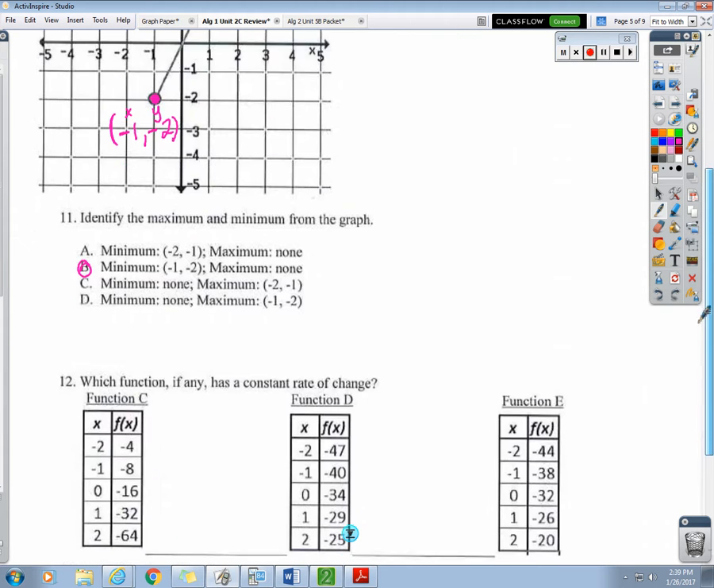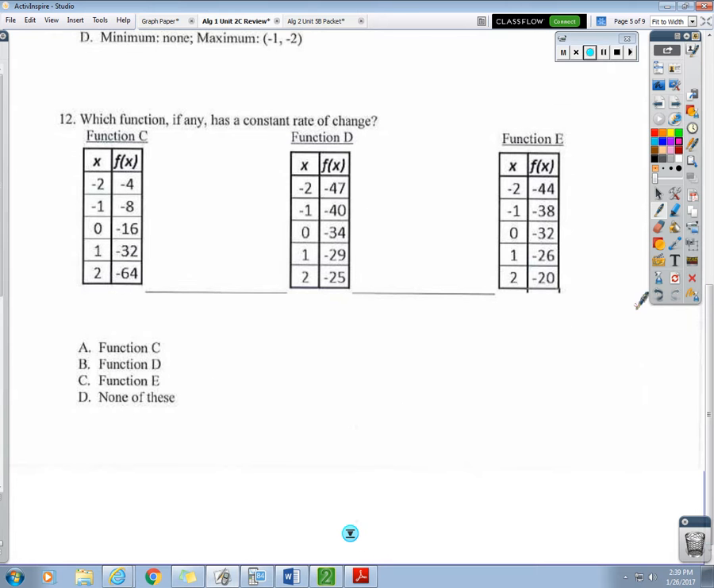Okay, next question, number 12. Which function, if any, has a constant rate of change? That means a constant slope. So let's look at each one. In this one, the x's are doing what? Every single time they're going up by 1, right? So up 1 for all of them. What's going on in the y's? Down 4, down 8, down 16, down 32. Is that constant? No. But to be linear, to have a constant rate of change, it has to be the exact same number every time. So that one's no. So A's out.